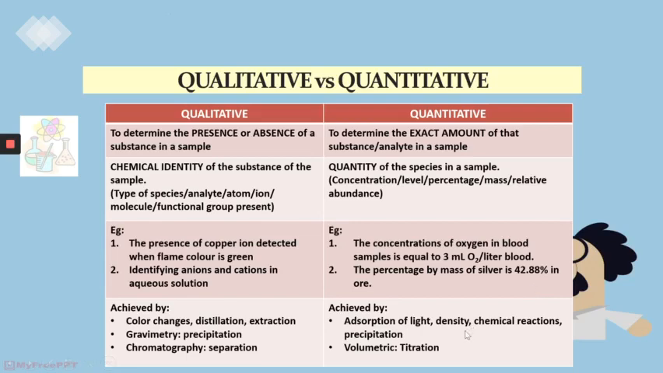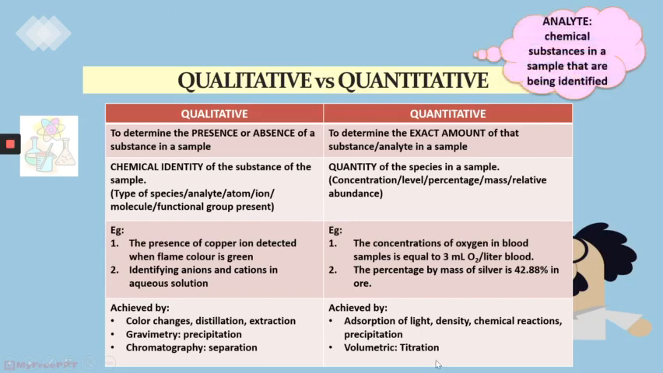42.88%. Okay. How do you do the test, or how do you determine the quantity or the amount of the substance in the sample? You will do the method or the analysis using absorption of light, density, chemical reaction, or precipitation. Or you might use volumetric analysis, which is when you do titration. What is analyte? So analyte is the chemical substance in a sample that is being identified.